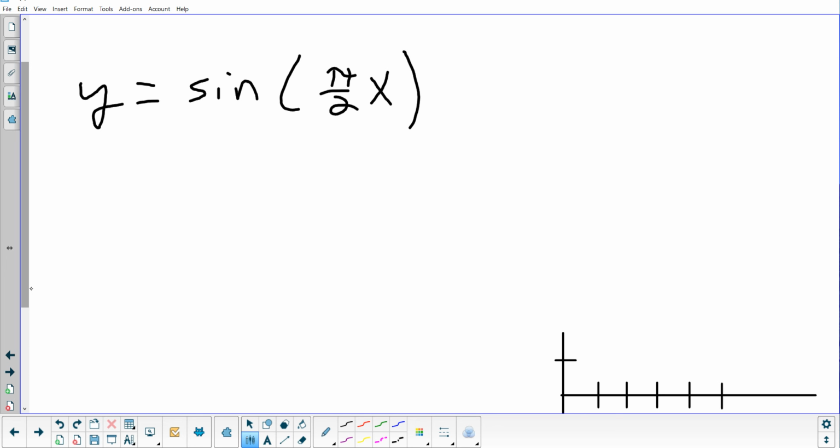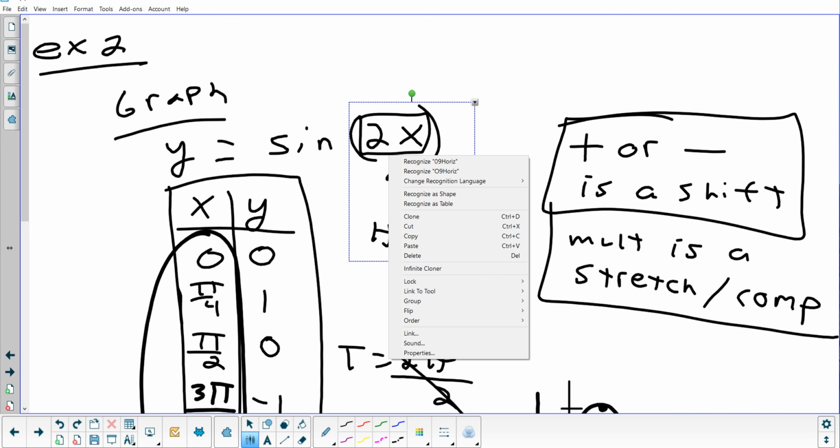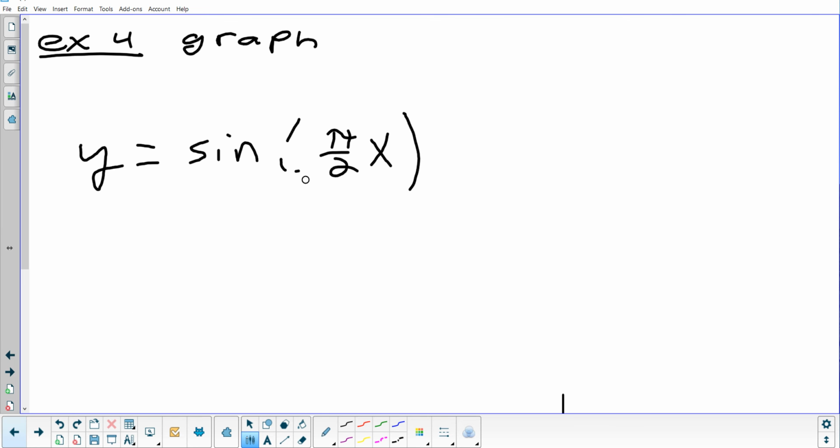Now, what type of arithmetic are we doing inside? Adding, subtracting? That's one thing. Or are we multiplying? Yep. We're multiplying. Multiplying is always a stretch or compression. And we just said it was inside parentheses, which means it's horizontal. Even if you didn't put parentheses there, then don't say inside the parentheses, then just say right next to the x. Same thing. It's right next to the x.